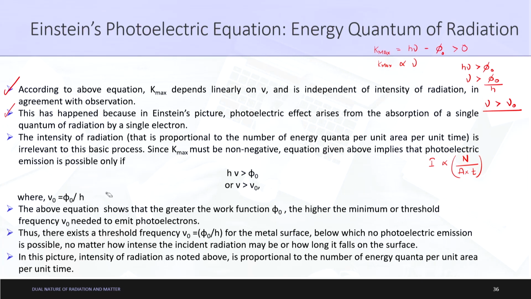What is phi naught here? Phi naught is the work function. What is h here? That is Planck's constant. Next, the above equation shows that the greater the work function phi naught, the higher the minimum or threshold frequency nu naught needed to emit photoelectrons.